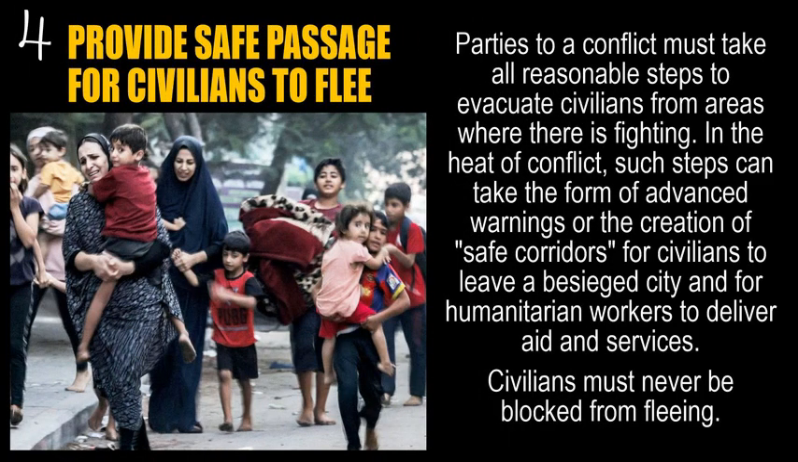Provide safe passage for civilians to flee. Parties to a conflict must take all reasonable steps to evacuate civilians from areas where there is fighting. In the heat of conflict, such steps can take the form of advanced warnings, or the creation of safe corridors for civilians to leave a besieged city, and for humanitarian workers to deliver aid and services. Civilians must never be blocked from fleeing.